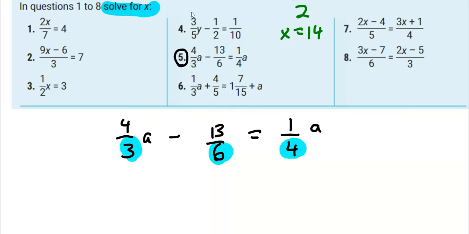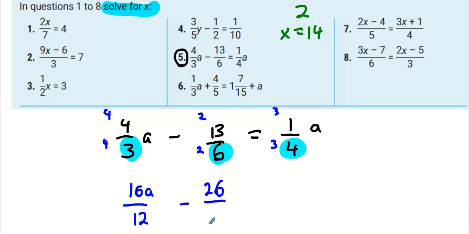12. Everybody cool with 12s? All right, so here's what we're going to do. What's this one going to be? That's going to be 4 and 4. This one here, 2 and 2. This one here. Okay, what do we get then? 16a over 12. This one, 26 over 12. And then over here, 3a over 12. Now, because the 12s are on both sides, do they matter now?